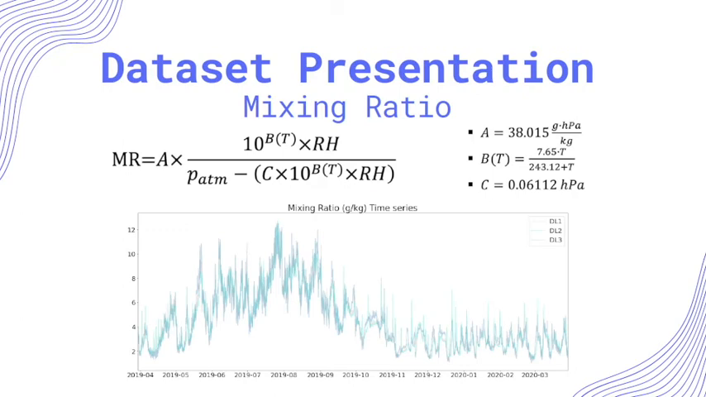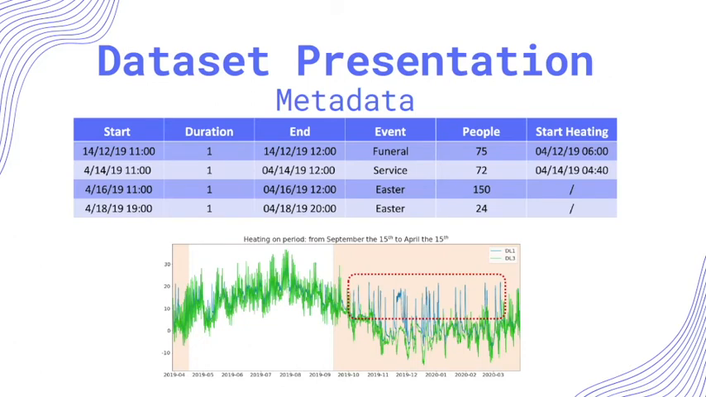From the temperature and relative humidity time series, it is also possible to compute another important quantity, the mixing ratio. The mixing ratio combines information from relative humidity and temperature, giving an estimate of the number of water grams per kilogram of air, and it is a great indicator of the presence of people inside the church. Alongside the data were available to us also some metadata, giving some information about days with events, as it is possible to see from the blue table.